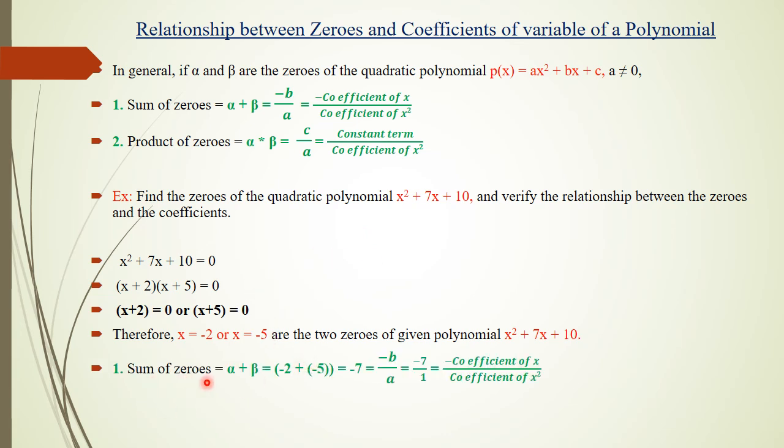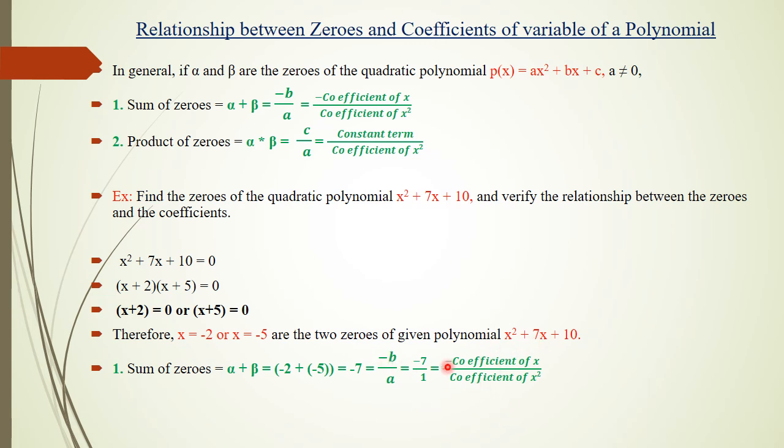First I will calculate sum of the zeros, that is alpha plus beta. I will take minus 2 as alpha and minus 5 as beta. When I take sum of those two zeros, minus 2 plus minus 5, that is going to be minus 7. This I can easily calculate from this, that is minus b upon a, where minus b is coefficient of x.